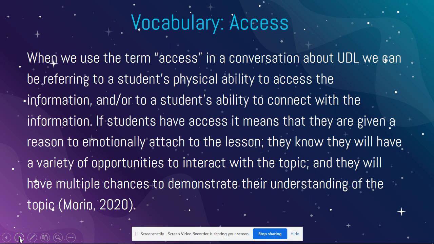The next vocabulary word is access. When we use the term access in a conversation about Universal Design for Learning, we can be referring to a student's physical ability to access the information and/or to a student's ability to connect to the information. If students have access, it means that they are given a reason to emotionally attach to the lesson. They know that they will have a variety of opportunities to interact with the topic, and they will have multiple chances to demonstrate their understanding of the topic.